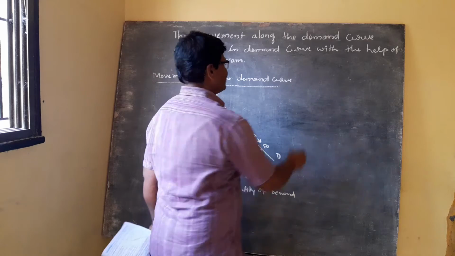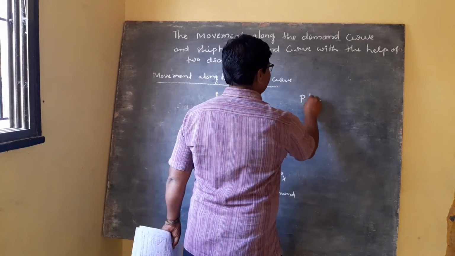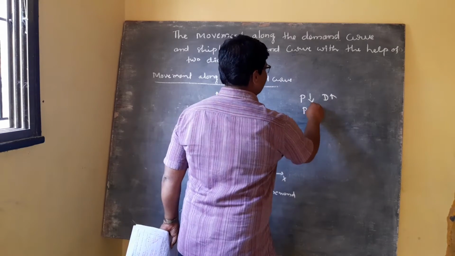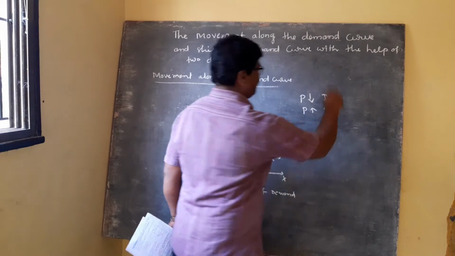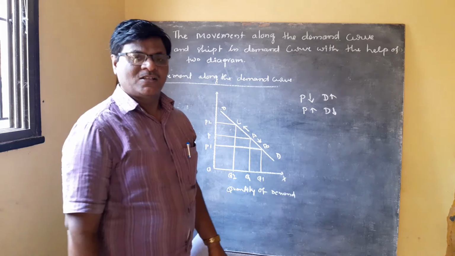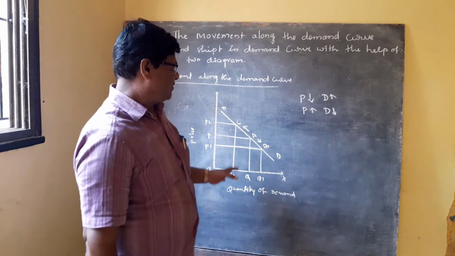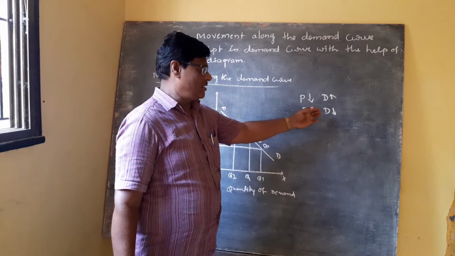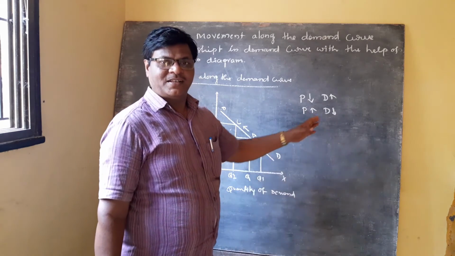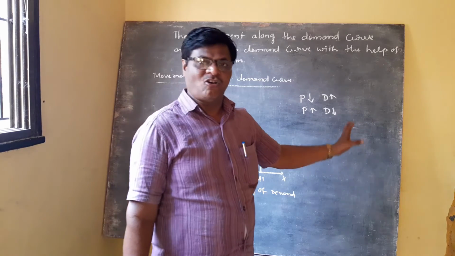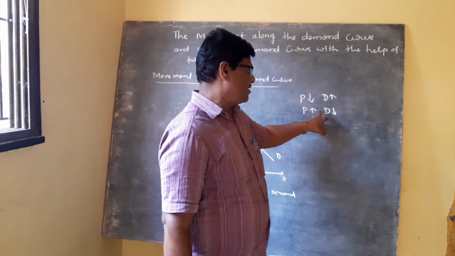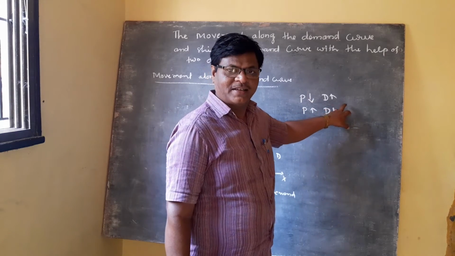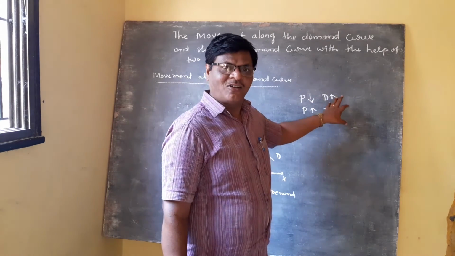When price is less, demand is more. When price is more, demand is less. It is vice versa. When price falls, demand rises. When price rises, demand falls, when other things remain constant. If the price is higher, demand will be lower, and if the price is lower, demand will be higher. This is also called the law of demand.